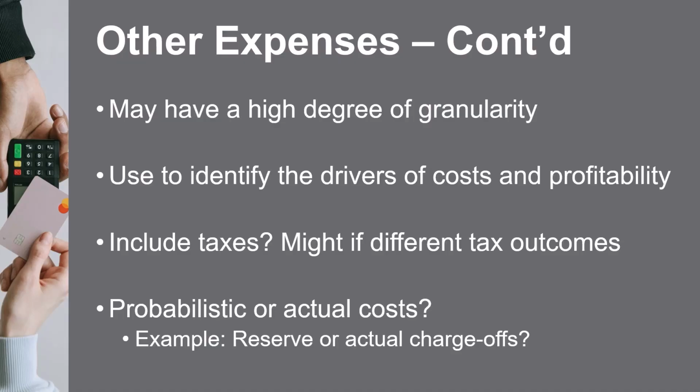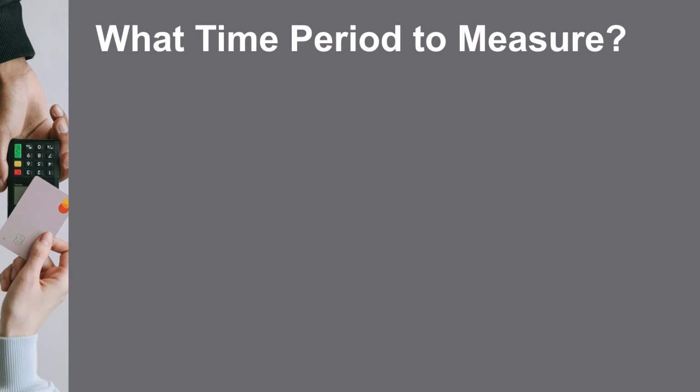Two other types of costs are probabilistic costs and actual costs. This is relevant for potential bad debts and receivables. In banking, there are reserves for losses on loans. The company books an accrual expense for the probability of expected future losses. Another option is to not allocate the reserve expense at the customer level and only deduct actual charge offs.